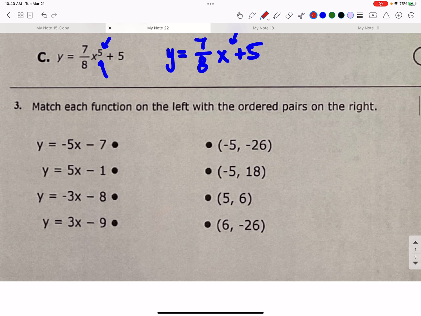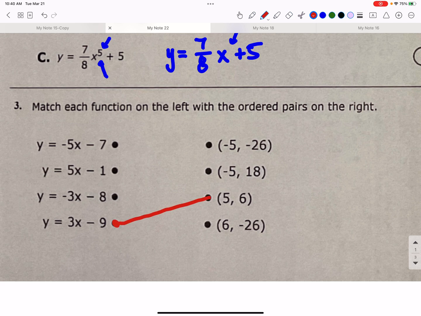Number 3, you just have to see, here's an equation where you take x and you multiply by -5 and then you subtract 7, and that's what y is. Each one of these points only works in one equation. For this one right here, this one only works in this equation.